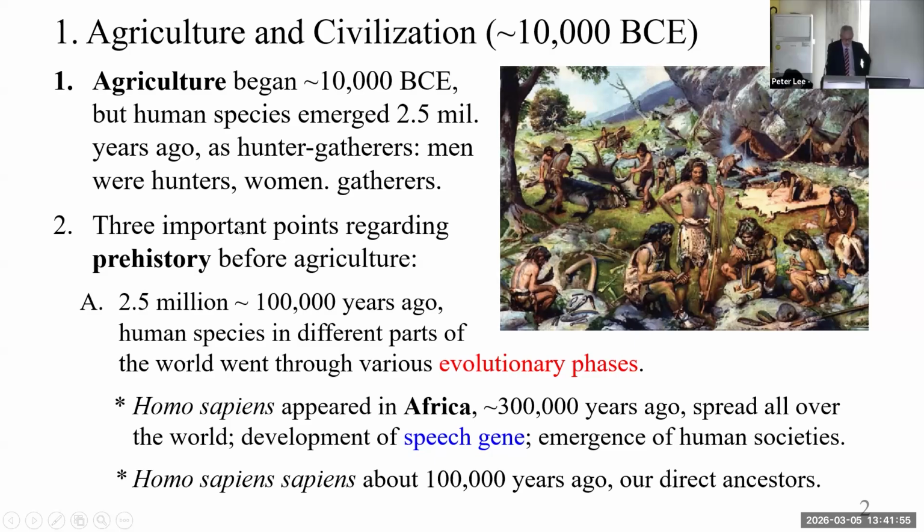And then about 100,000 years ago, Homo sapiens sapiens appeared. Homo sapiens sapiens is our direct ancestors. Let me say very briefly, we don't say Homo sapiens sapiens anymore, actually. We just say Homo sapiens now. Because apparently the latest scholarship is they used to say Neanderthals were Homo sapiens Neanderthals, but now they don't think Neanderthals are Homo sapiens. So they just say Homo Neanderthals.